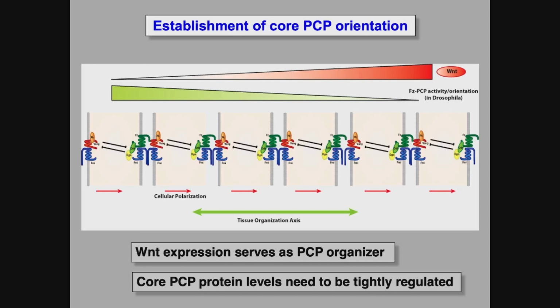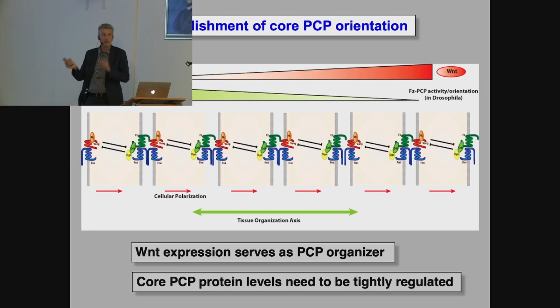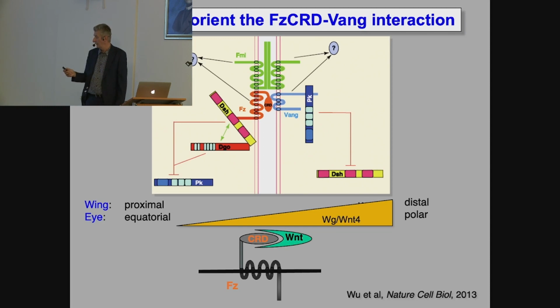So just to summarize quickly, Wnt expression serves as the PCP organizer. Core PCP protein levels need to be tightly regulated. So both when you have too much or too little of any of these six factors, the system falls apart. There's a certain range where things get regulated, but if you flood the system with too much of any of these factors, or you remove one, it goes off the rails. And this is, again, just to summarize here. The important aspect is that depending on the tissue, the axis of polarity is different. In the eye, we have Wnts expressed on the poles, so it's equatorial-polar.